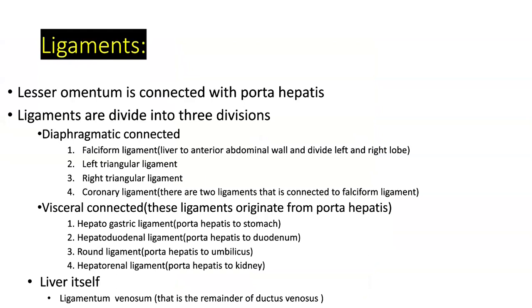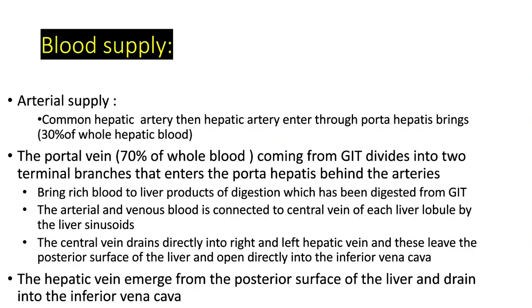The next ligaments are the visceral ligaments. These ligaments originate from the porta hepatis and connect the liver to the various viscera. The first one is the hepatogastric ligament, which starts from the porta hepatis to the stomach. The next one is the hepatoduodenal ligament, which starts from the porta hepatis to the duodenum. The round ligament starts from the porta hepatis to the umbilicus. The hepatorenal ligament starts from the porta hepatis to the kidney.